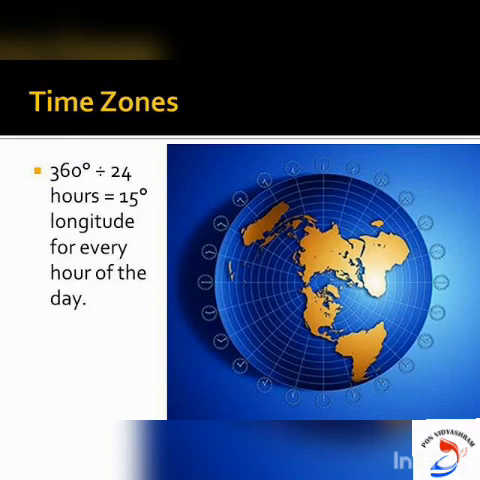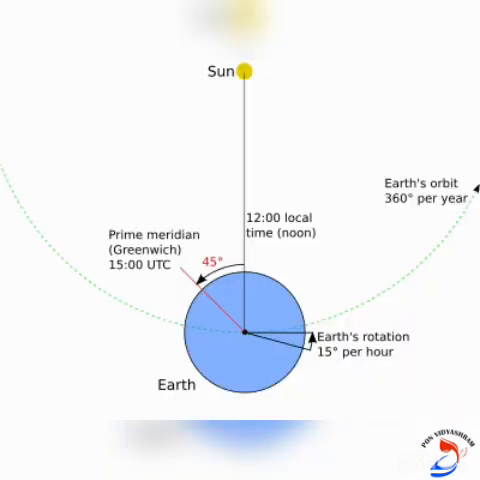There is a direct relationship between the longitude of a place and the time at that place. As the earth rotates, every meridian on earth faces the sun once a day. This is the time when the sun reaches the highest point in the sky. We call it midday or noontime at that meridian. The word meridian actually stands for midday.